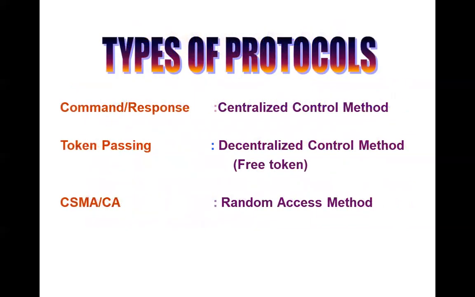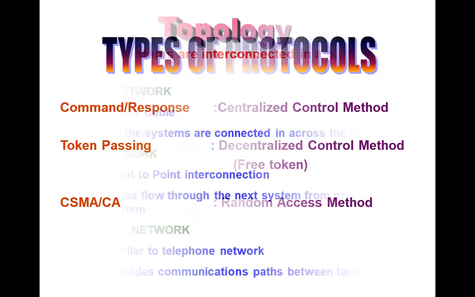So types of protocol are command response, token passing, CSMA/CA. Command response is nothing but the centralized controller method. Token passing is a decentralized control method. CSMA/CA protocol is used in the random access method.